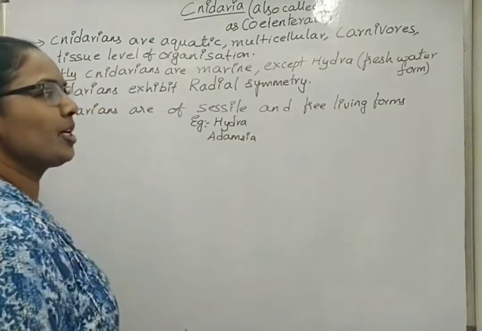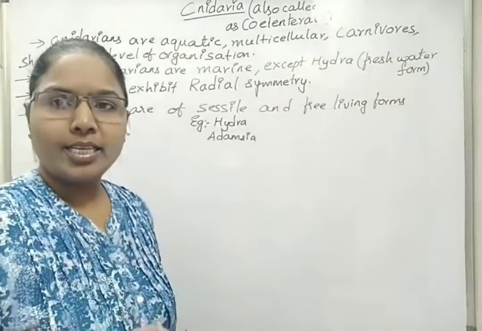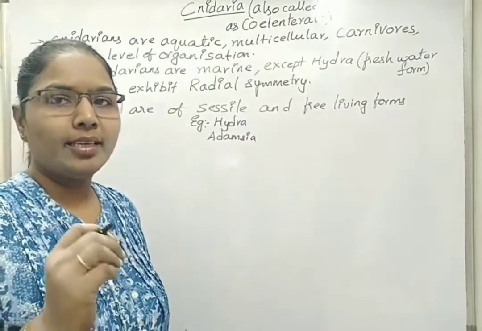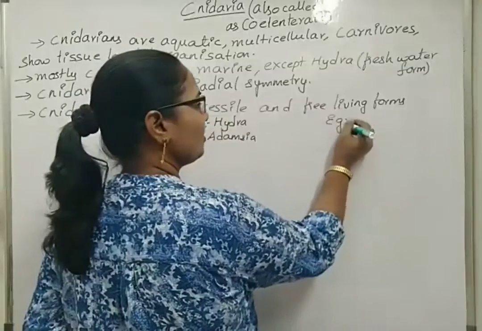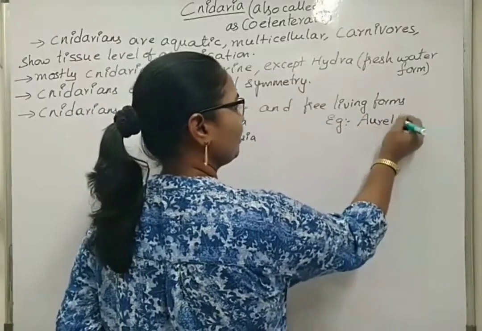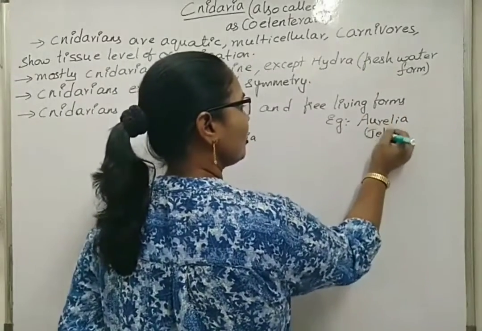In this animal kingdom chapter, organism names, their common names and their scientific names, both are important. Here the example is Aurelia. We call it jellyfish.